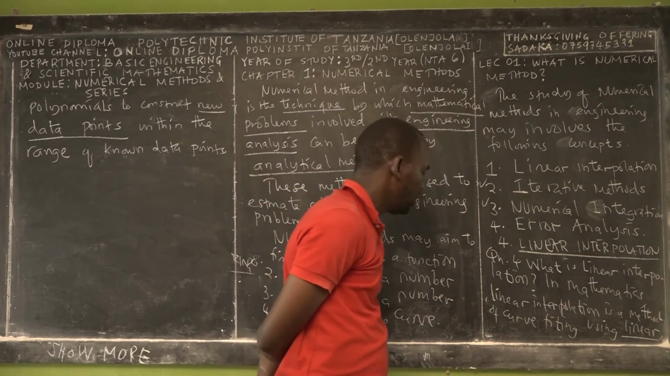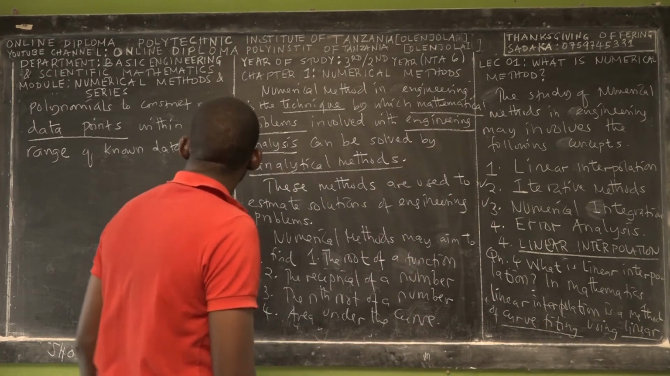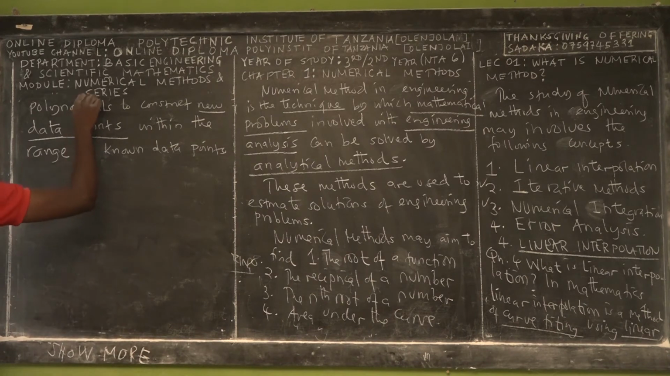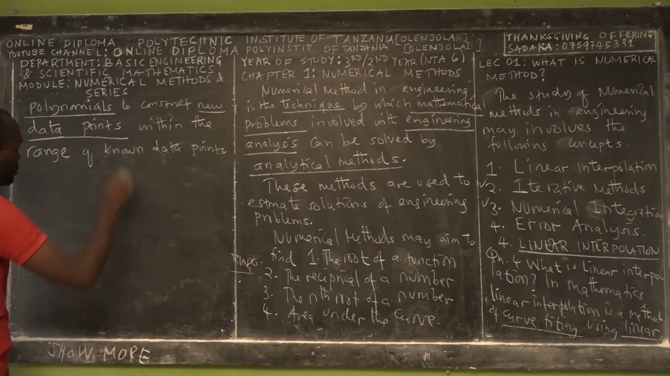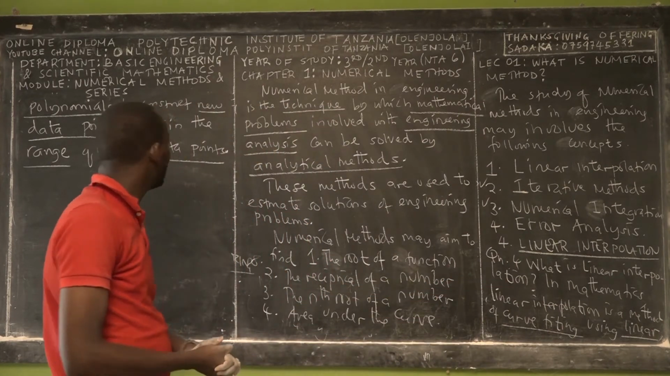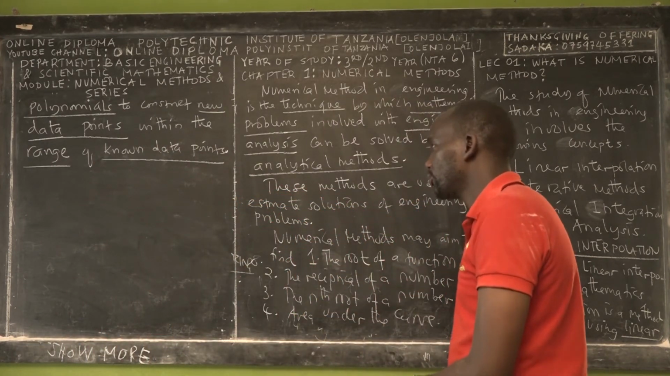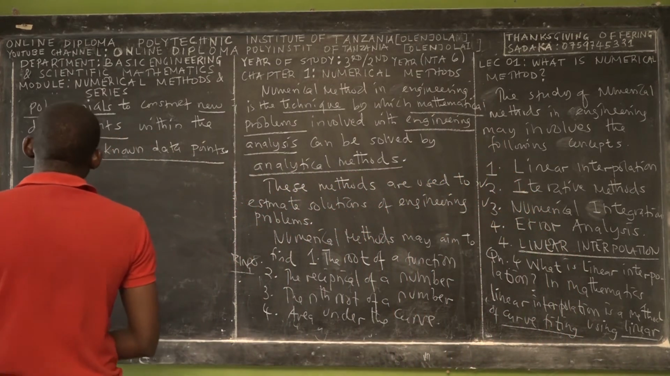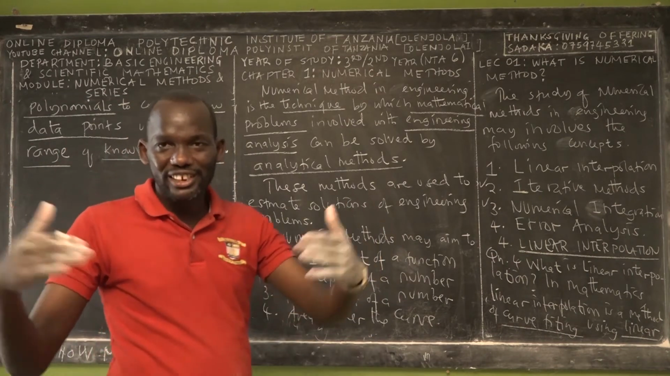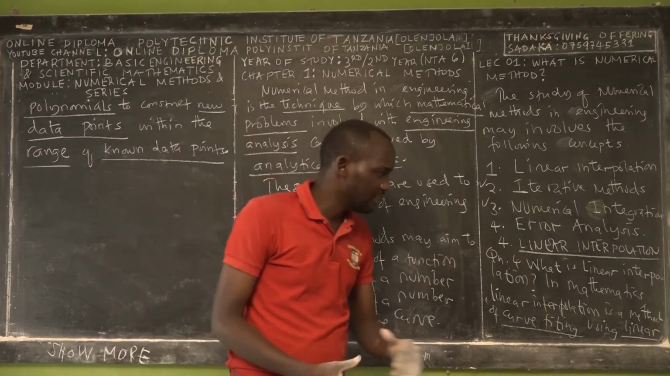What is linear interpolation? In mathematics, linear interpolation is a method of curve fitting using what? Using linear polynomials to construct what? New data points within the range of what? Of known data points. So this is the method. It's a numerical method of curve fitting with linear polynomials to construct new data points within the range of known data points. So I just wanted to give you the meaning of linear interpolation.